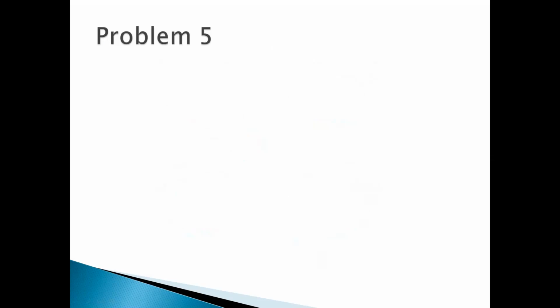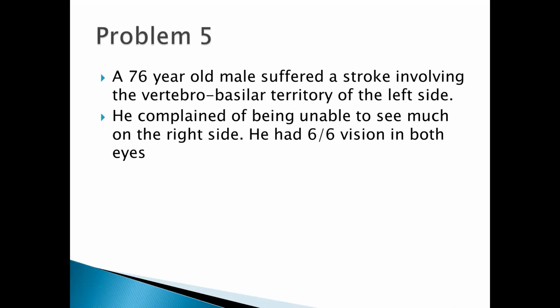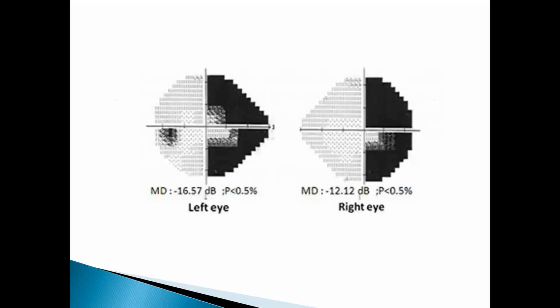Right. Okay, so next problem. A 76-year-old male suffered a stroke involving the vertebrobasilar territory of his left side. He complained of being unable to see on the right side. So he had a problem with the left side of the brain and he can't see the right side, not the right eye. He had 6/6 vision in both eyes. So both eyes have normal vision, but he has a problem with the field. Visual field of the right side is gone. His perimetry was like this.